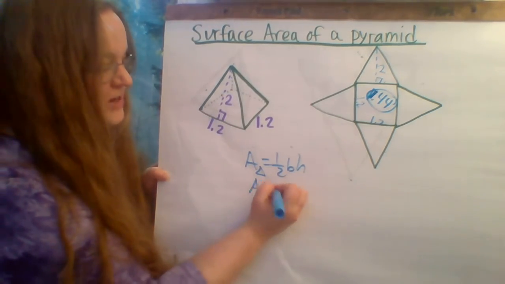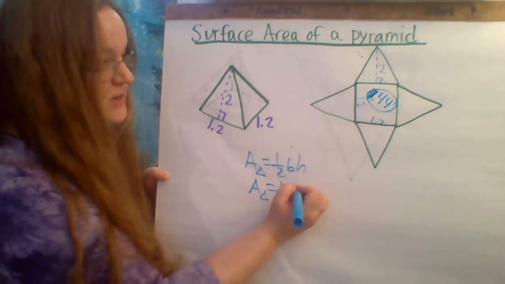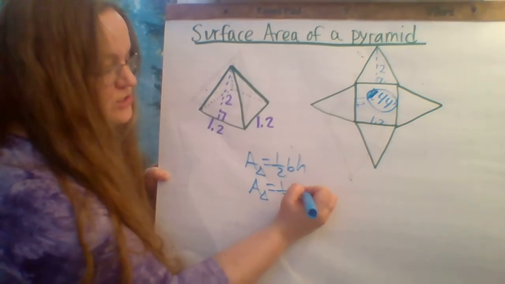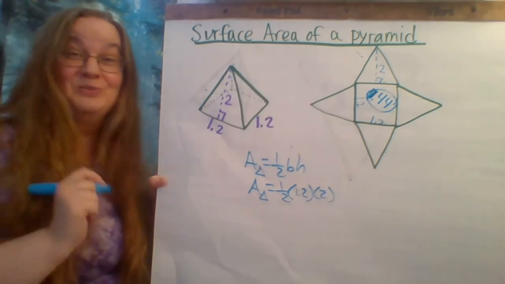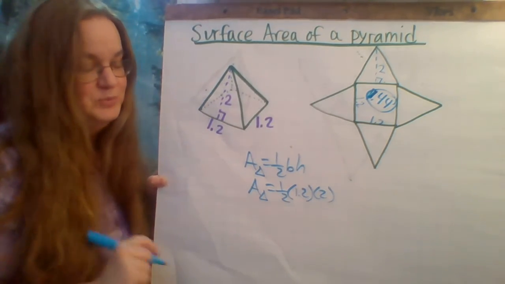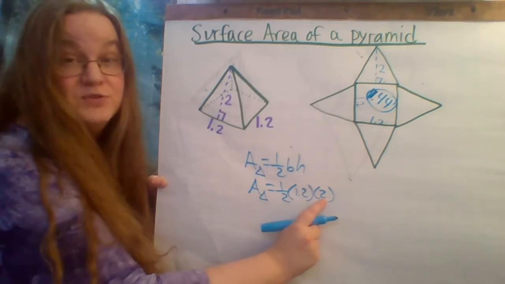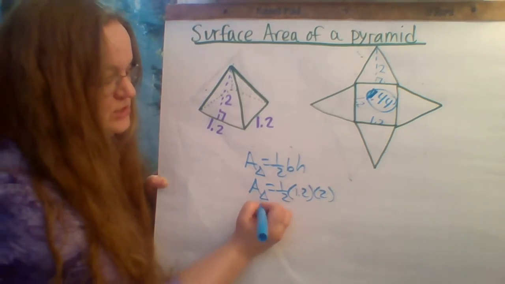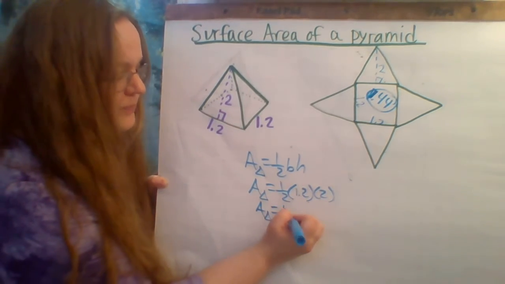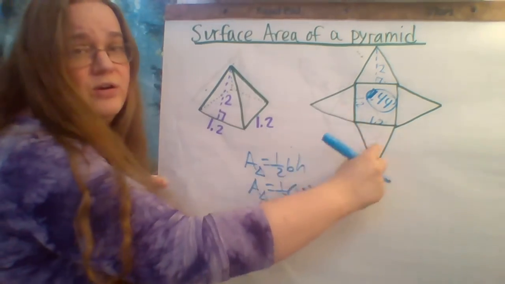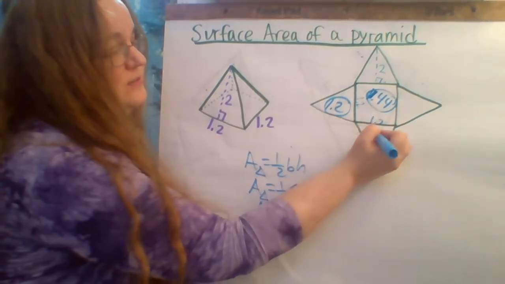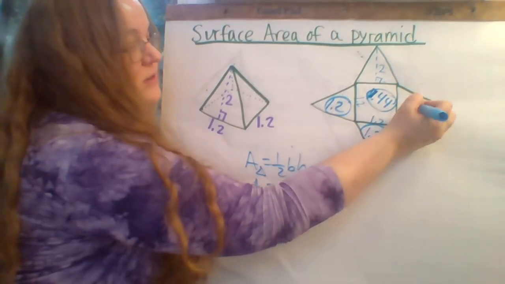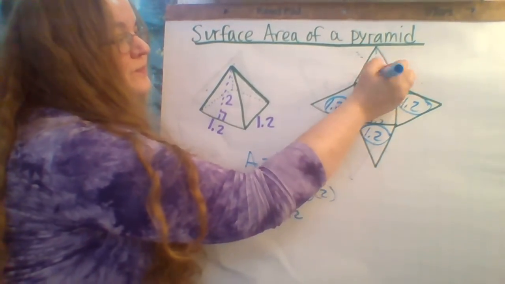So the area of a triangle here is 1/2. The base is 1.2 and the height is 2. Remember the commutative property of multiplication says you can multiply in any order. So 1/2 of 2 is 1, times 1.2 is 1.2. And since this is a square, all 4 are going to be the same. So all of these have an area of 1.2.